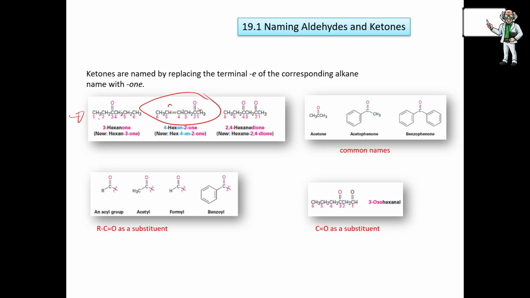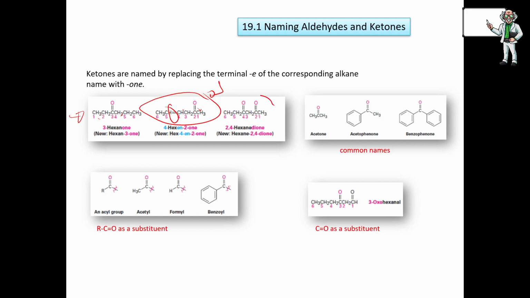But now we have a double bond here. The double bond is in position number 4. Remember that we start numbering from here because the ketone has to have the lower numeration. That means that we will have 4-hexen-2-one.